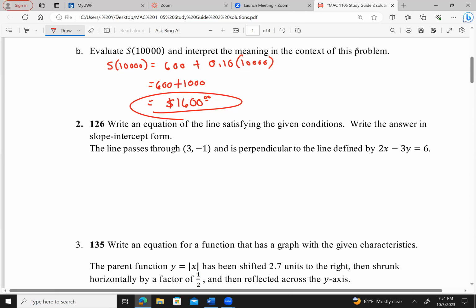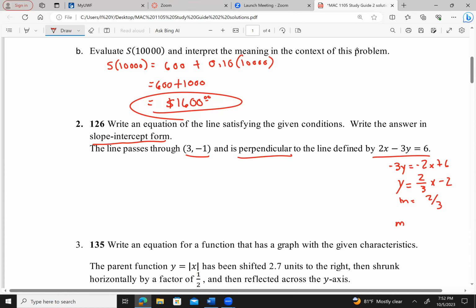Okay, write an equation of the line satisfying the given conditions. Write the answer in slope-intercept form. Passes through the point (3, -1), and is perpendicular to this line. The first thing I need to find is the slope of the line. So we'll go ahead and subtract 2x from both sides. Then we'll divide by -3 and get y equals 2/3 x minus 2. My slope for this line is 2/3.